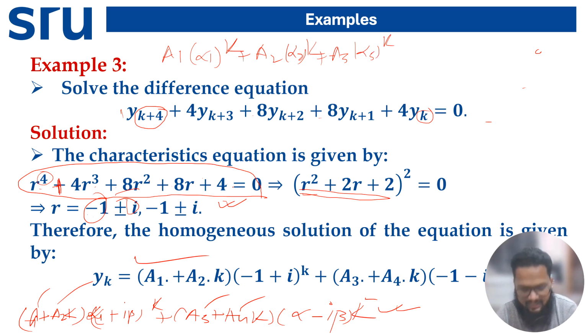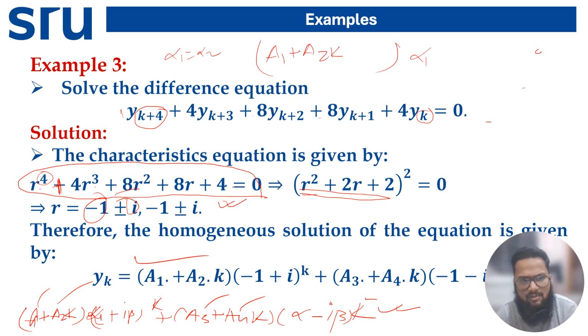Now, the second case is real roots but repeated. Suppose it is 2 degree and repeated, alpha1 and alpha2 are both the same, so it will be (a1 plus a2 k) into alpha power k. Now, if it is 3 degree and alpha3 is also the same, then one more term you have to add. If it is 4, then you have to add a4 k power 3. So this is the case where roots are real but repeated.